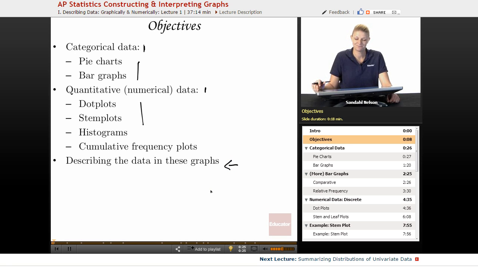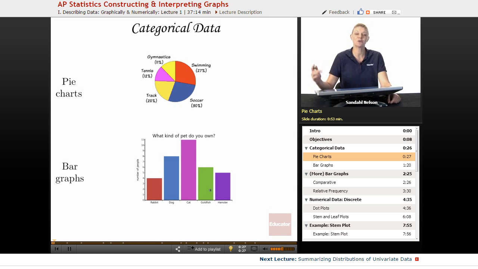So let's get started. So categorical data. Categorical data is for variables that have categories. So you can't necessarily put them in order, and they don't often have numbers. An example here is the type of sports that people play, right? Swimming, gymnastics, tennis, these are all categories. They're what we call qualitative variables. There's a quality to them rather than a quantity or a number.